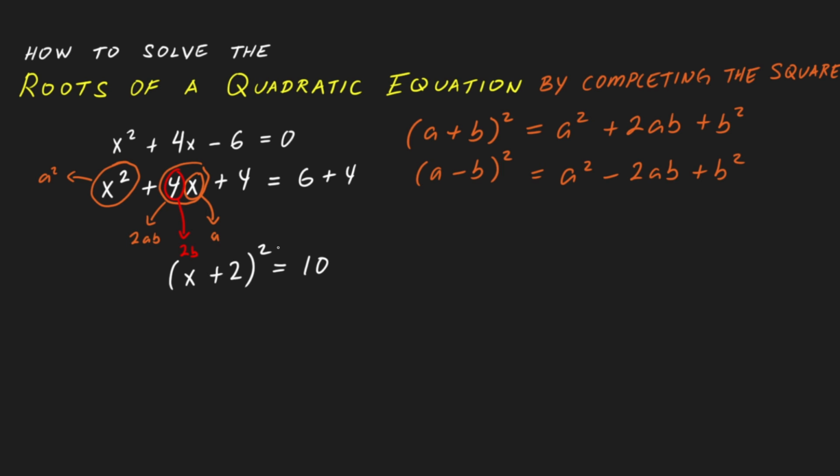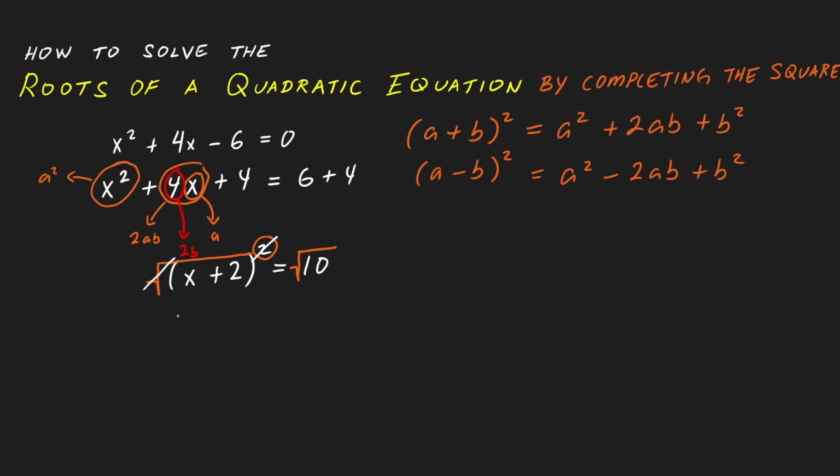Okay, so what is the next step? Well, we're going to need to get rid of this 2 right here. So how do we get rid of this 2 right here? Well, we need to square root both sides. Okay, so as you can see, the square root and the square here, the 2, they're going to cancel each other out.